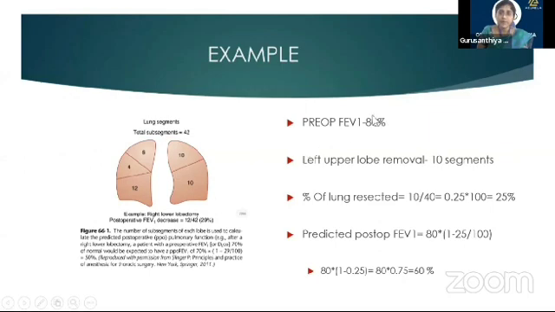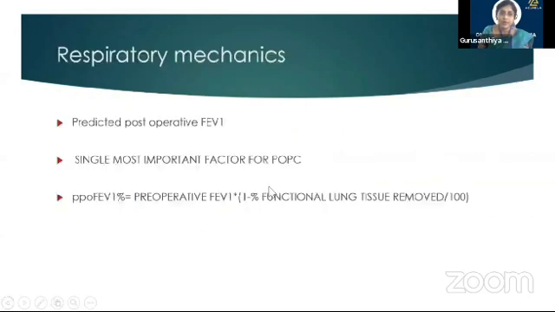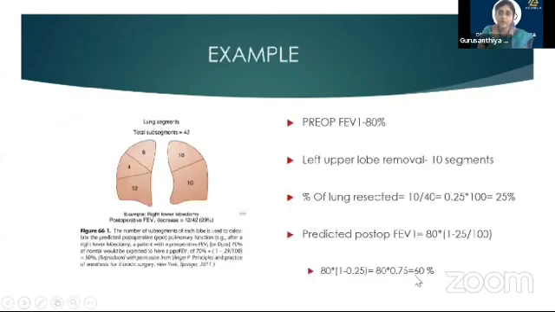Say, for example, the predicted preoperative FEV1 is 80%, and you are going to remove the left upper lobe. So total lung segments is 42. You are going to remove 10 by 42, which is 0.25. So 25% of the lung you are going to remove. So according to the formula, it is preoperative FEV1 80 into 1 minus functional tissue removed divided by 100. So 1 minus 25 by 100, which becomes 60%.